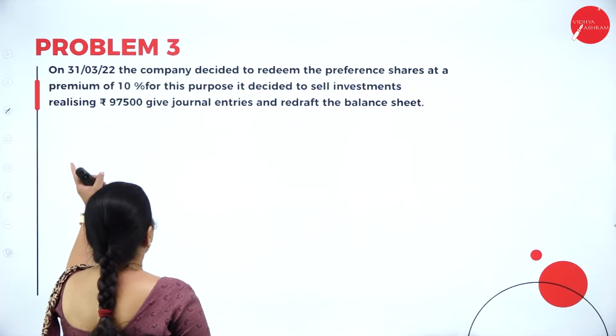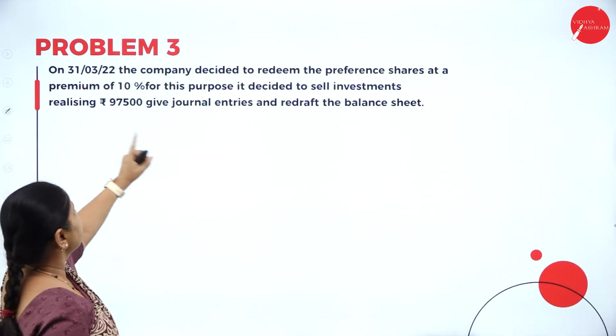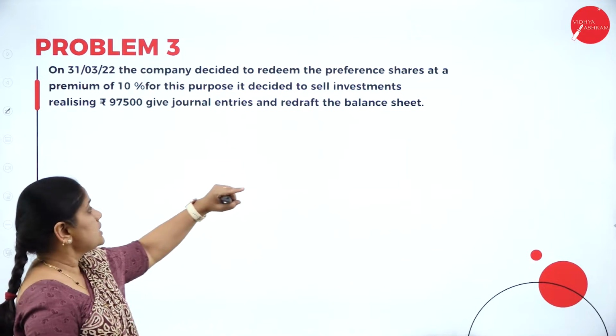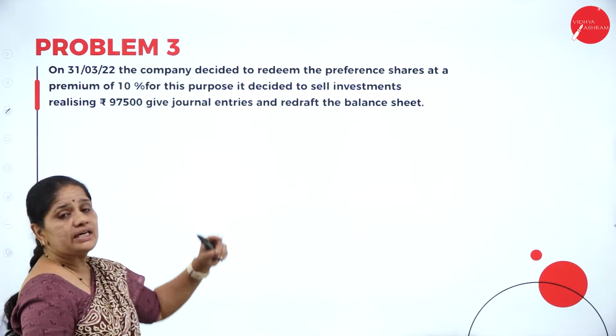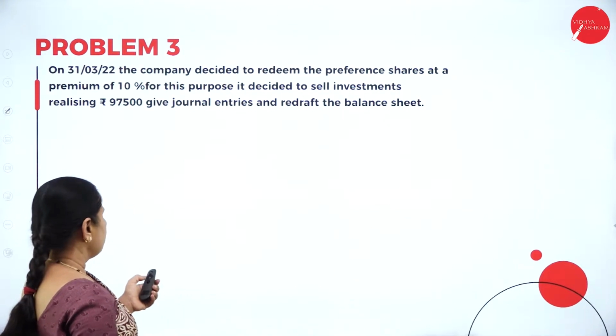Now, on 31st March 2022, the company decided to redeem the preference shares at a premium of 10%. For this purpose, it decided to sell the investments, realizing 97,500. Give journal entries and redraft the balance sheet. So, this is the problem here.